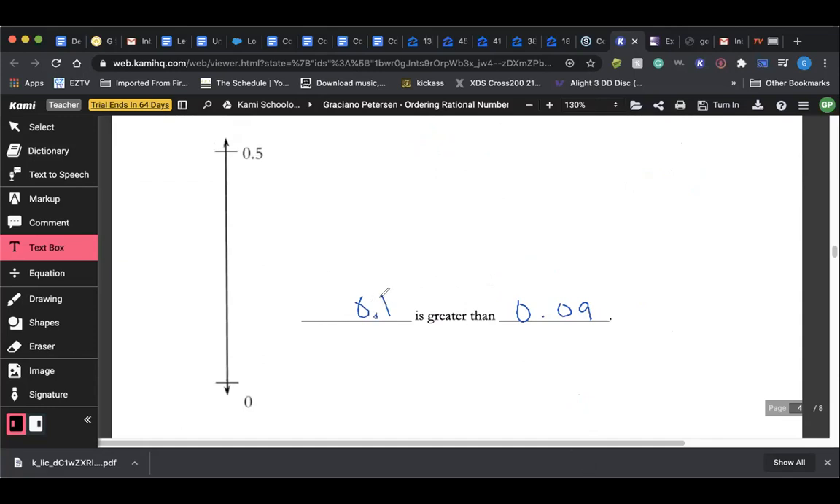Okay, so I've established that 0.1 is greater than 0.09. Now, how do I put this on my number line? This number line goes from 0 to 0.5. So what am I working with here?